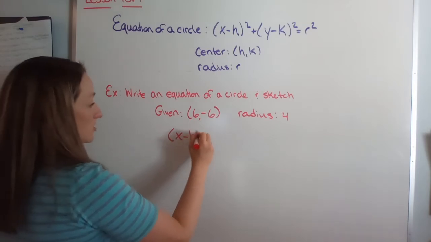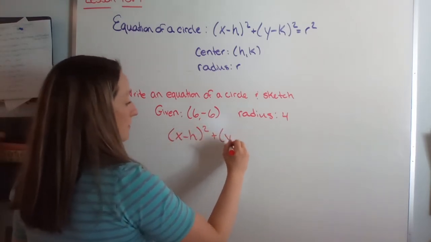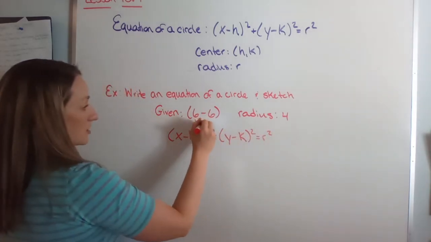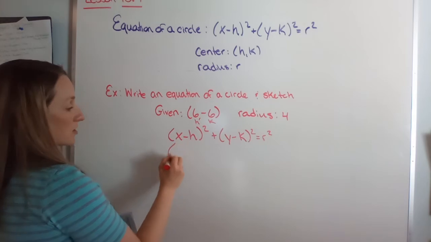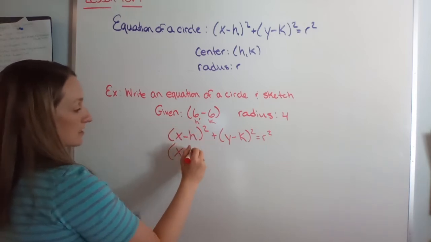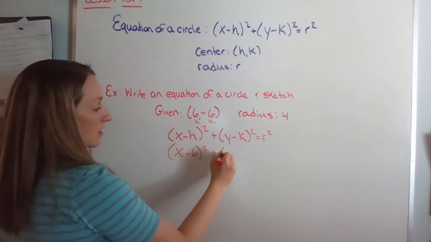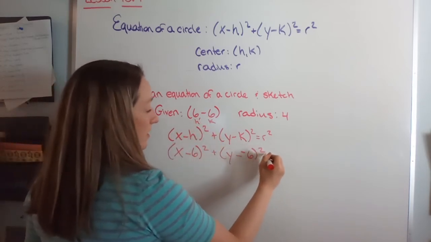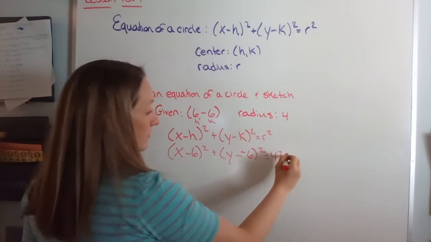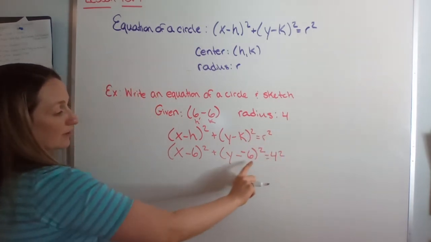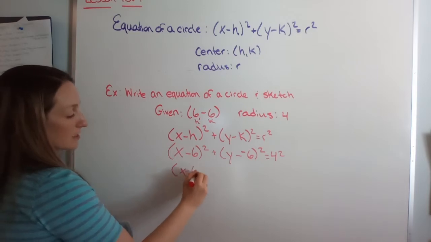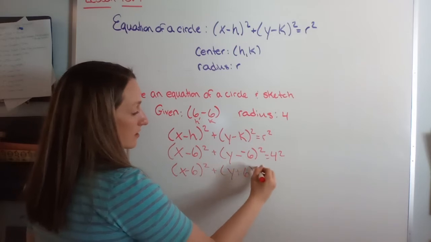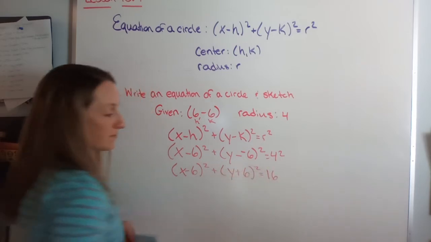x minus h squared plus y minus k squared equals r squared. This is h, this is k, and there's r. So it's x minus 6 squared plus y minus k is -6 squared equals 4 squared. You're going to square your radius and clean up any signs. So x minus 6 squared plus y plus 6 squared equals 16.